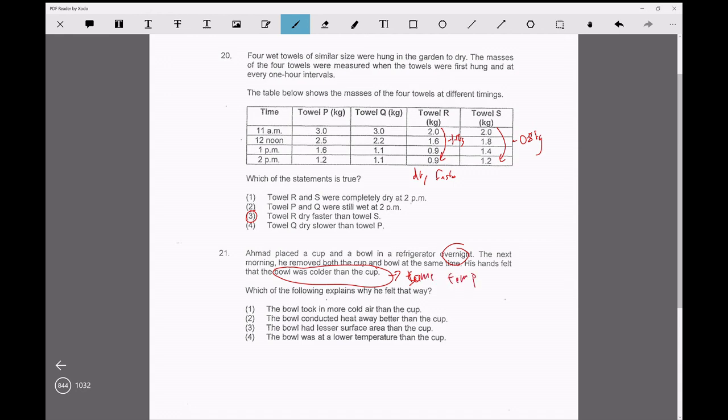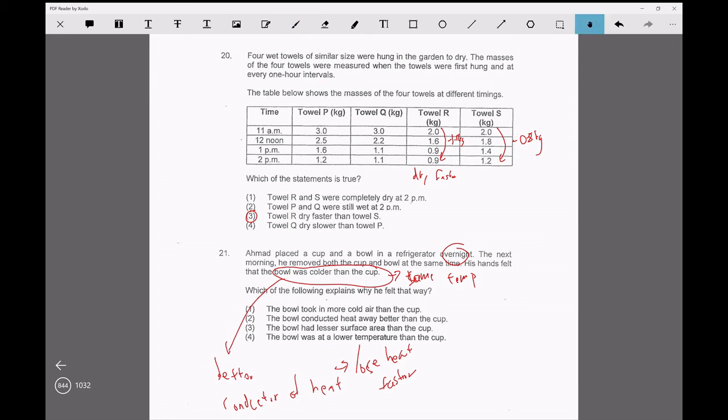Let's say you set your refrigerator at 10 degrees Celsius. The next day everything should be 10 degrees Celsius if you don't open the fridge. Yet although the temperature is the same, he feels that the bowl is colder. That means the bowl is a better conductor of heat. If it is a better conductor of heat, it will cause it to lose heat faster. Also gain heat faster, but here we are talking about losing heat, that's why you feel cold.